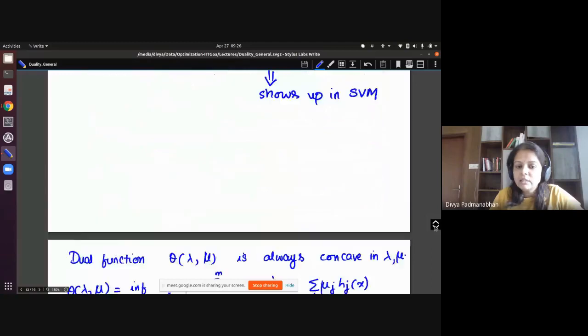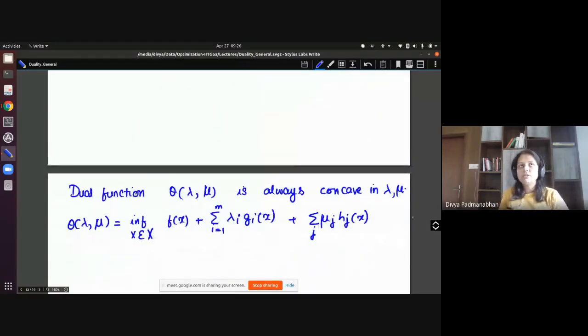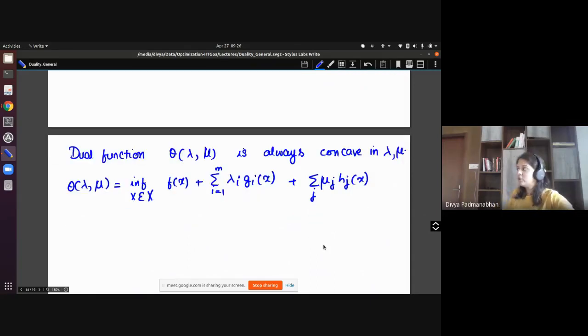we've taken. So one thing, let's just now try to analyze the dual function a little more. Okay, so one result is that this dual function, this theta of lambda mu, it's always going to be a concave function in terms of lambda and mu. Okay, so this is an important result in the sense that it leads to the dual being a convex optimization problem. Okay, so we'll just see an intuition for why this is the case.